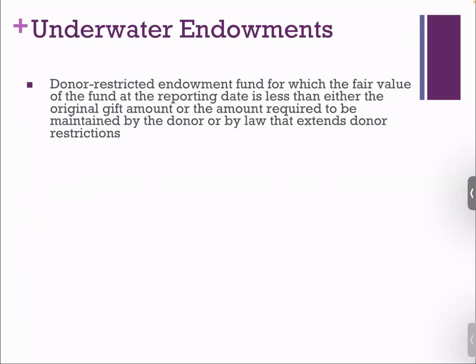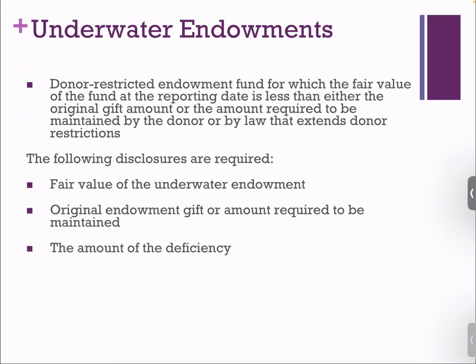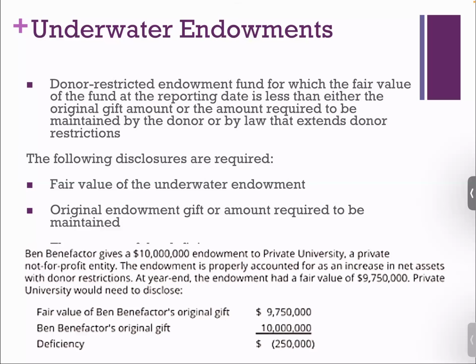Underwater endowments, all that means is they gave us money as some type of investment, and the fair value of that investment goes down after we receive it. So we need to disclose fair value, the original gift amount, and then the amount of the deficiency, or how much it's gone down. So if you look at this example, we received $10 million.